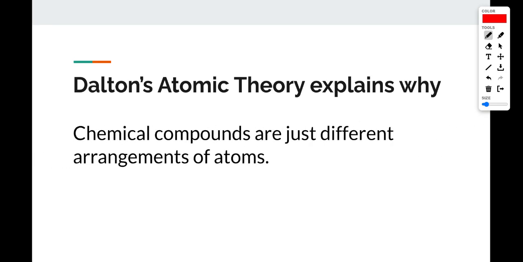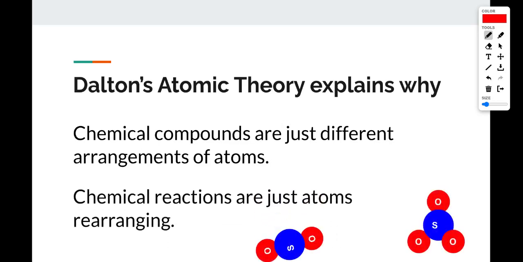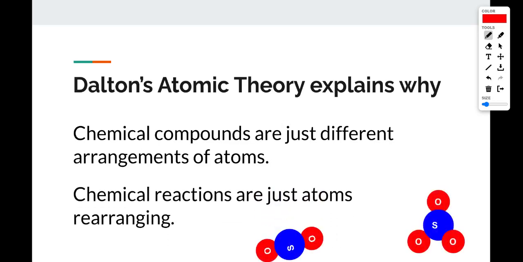Another one is that chemical compounds are just different arrangements of atoms. And then when a chemical change takes place, you're just taking the atoms that already exist and rearranging them in a different way. So for example, our two compounds might be explained by one sulfur with 3 oxygens in one of the cases and one sulfur with 2 oxygens in the other case. The oxygens in both compounds are the same exact atoms, same kind of atoms, same weight, same everything, and the sulfurs are the same. They're just rearranged in different ways.